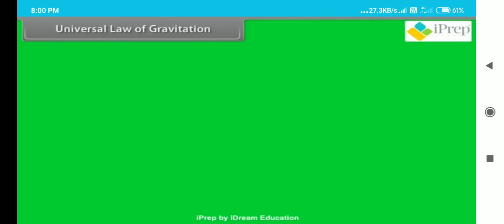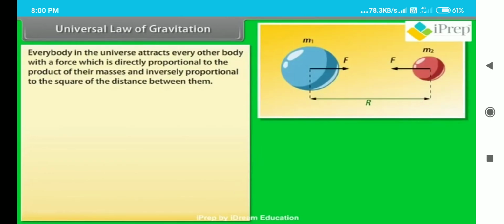Universal law of gravitation. Everybody in the universe attracts every other body with a force which is directly proportional to the product of their masses and inversely proportional to the square of the distance between them.